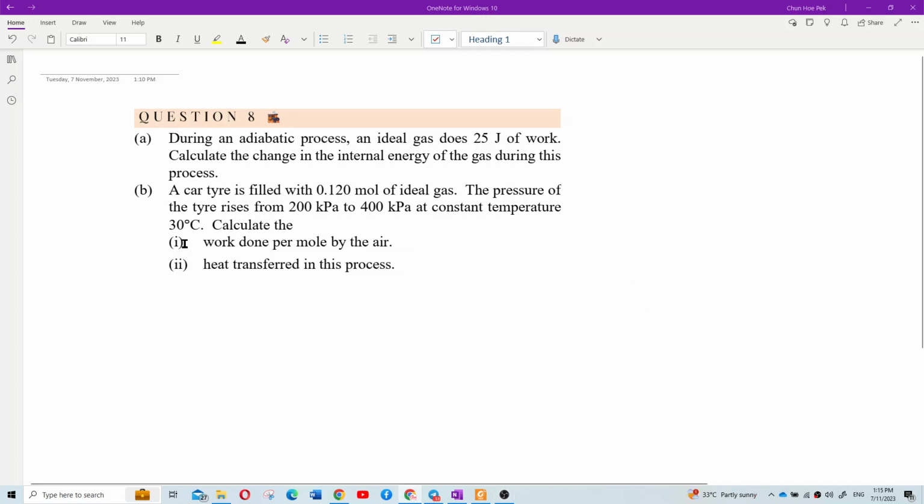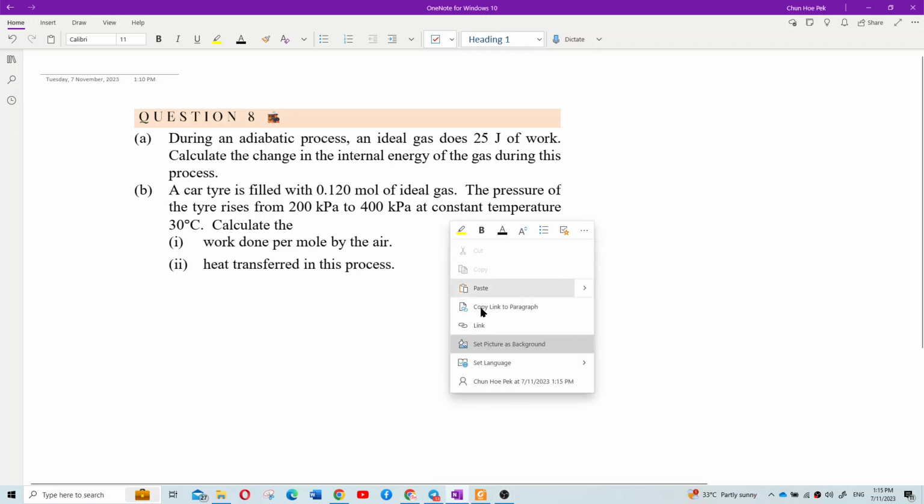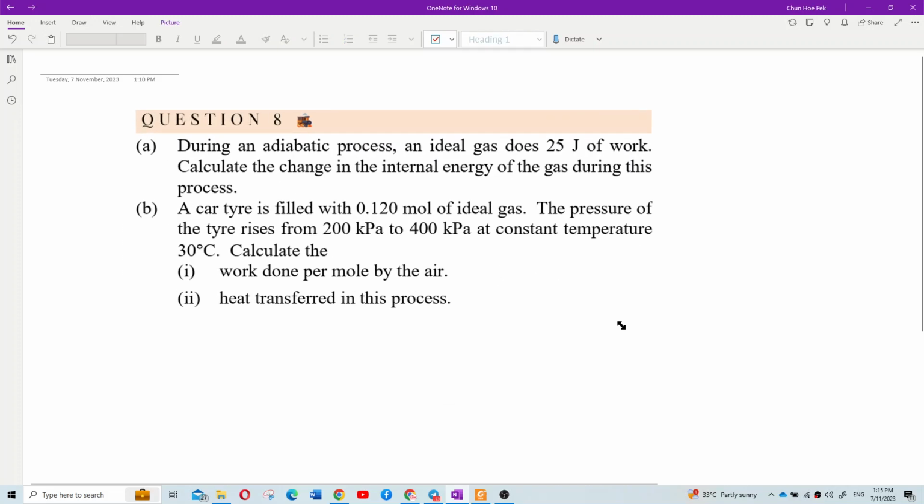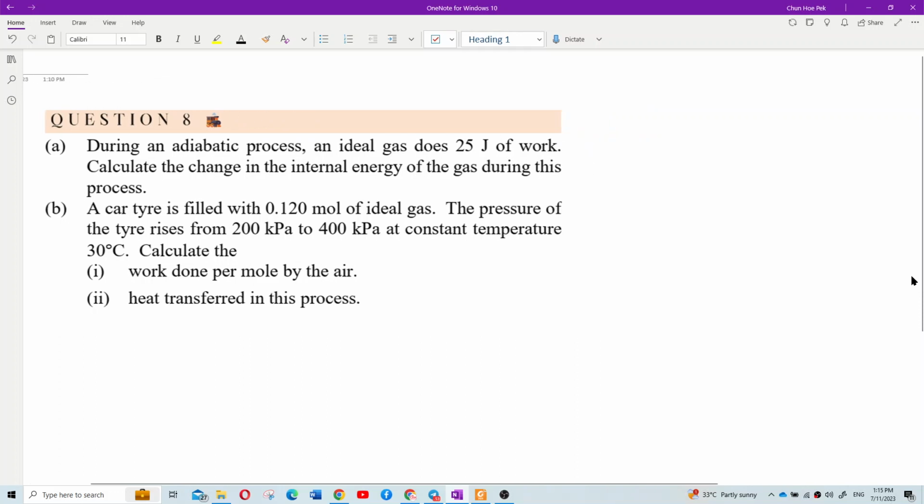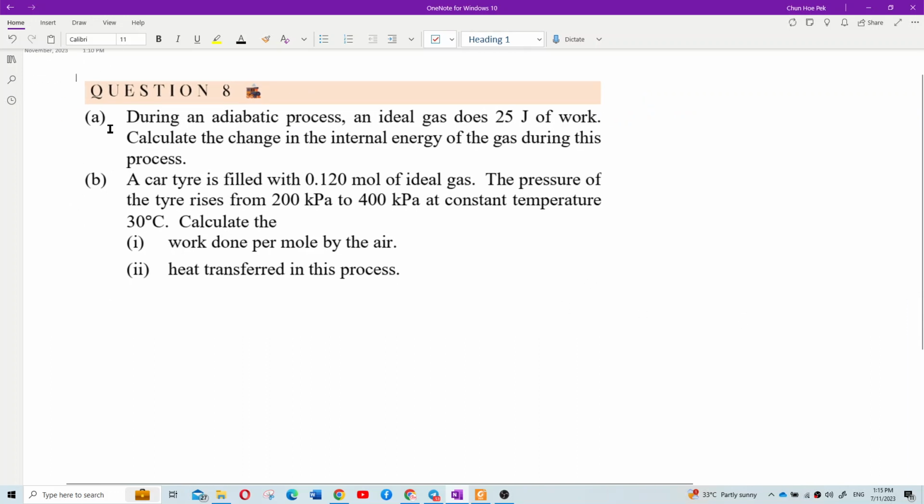Good. So let us try this question. Question 8. During an adiabatic process, an ideal gas does 25 joule of work. Sorry, someone want to join? Okay, good. Calculate the change in internal energy of the gas during this process.